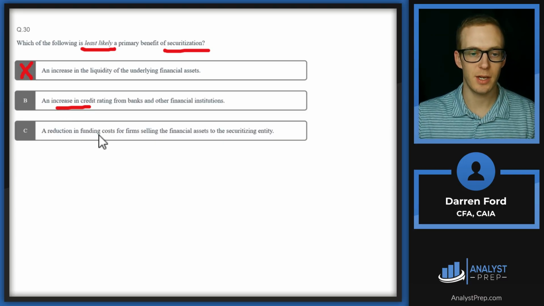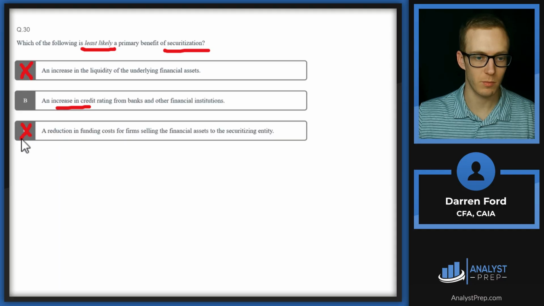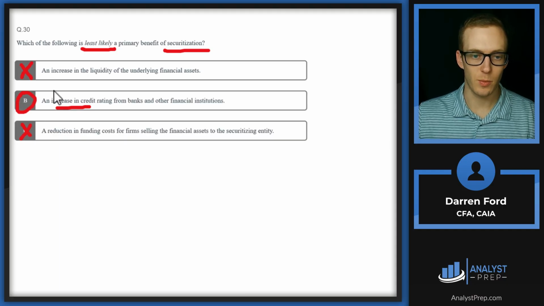And then C, a reduction in funding costs for firms selling the financial assets to the securitizing entity. This is also going to be a benefit, allows them to kind of recoup some of those costs that came with funding the loans. And so we're going to go with answer B.